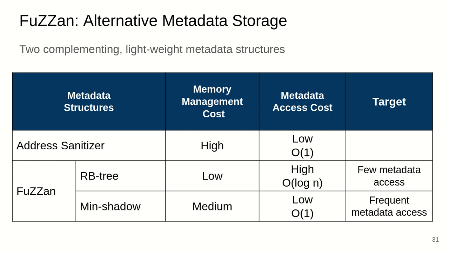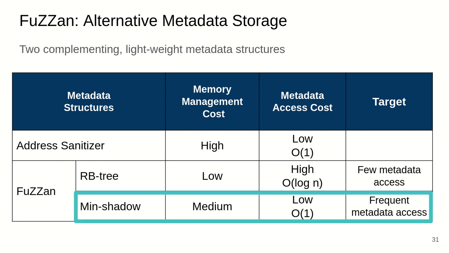And the key idea here is to restrict the address space and forcibly shrink the address space of these applications. So the min shadow mode has a lower memory management cost than ASan while keeping the same metadata cost. So min shadow is designed for target applications with very frequent metadata accesses. Okay, so far so good.